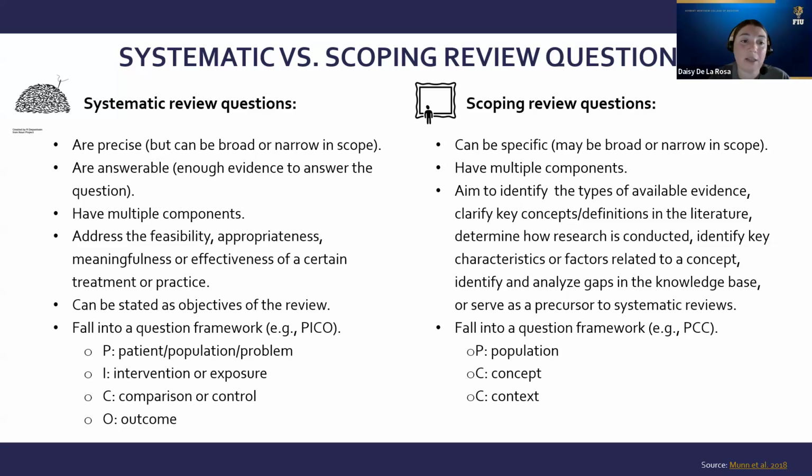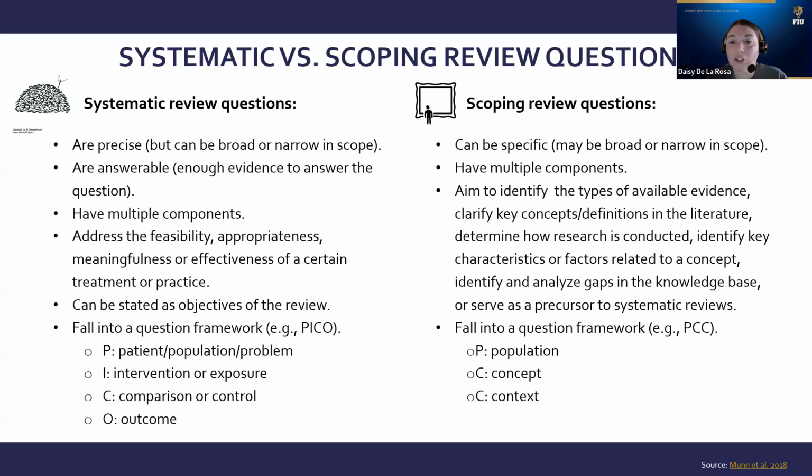They're usually very precise, but they can be broad or narrow in scope. They should be answerable, meaning there's enough evidence out there to help you answer the question. The question itself has multiple components, or it's usually a complex question. It addresses the feasibility, appropriateness, meaningfulness, or effectiveness of a certain treatment or practice or policy. It can be stated as objectives of the review, and it usually falls into a question framework, like in the health sciences, PICO is often used.